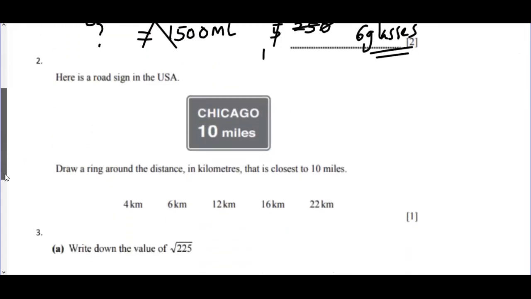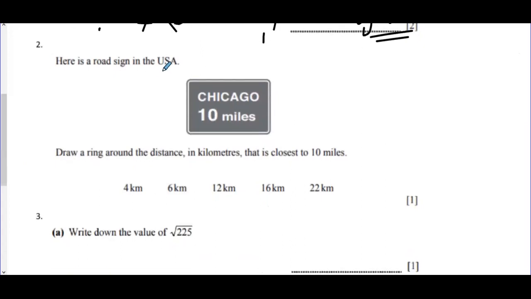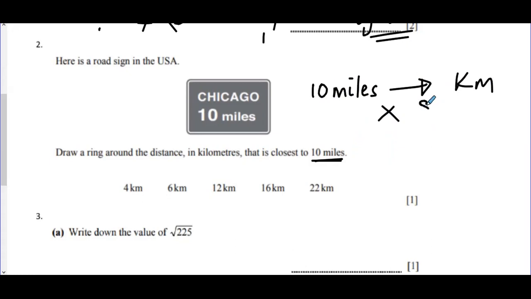And then you go to question number two. Here is a road sign in the United States of America that says Chicago is 10 miles. Now the question is, draw a ring around the distance in kilometers that is closest to 10 miles. Okay, so you're going to need to change 10 miles into kilometers. Because miles are bigger than kilometers, we're going to need to multiply by 8/5, okay? So approximately, you just do 10 multiplied by 8/5.